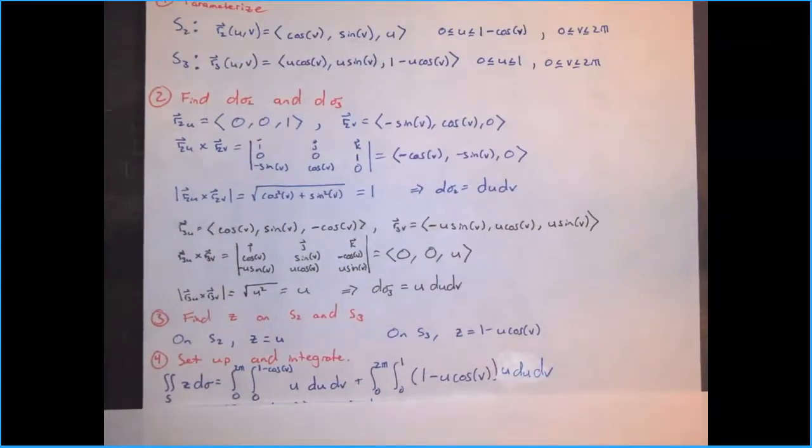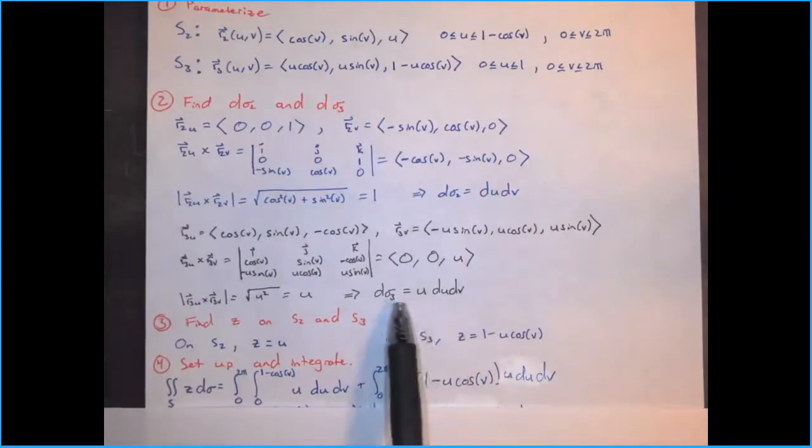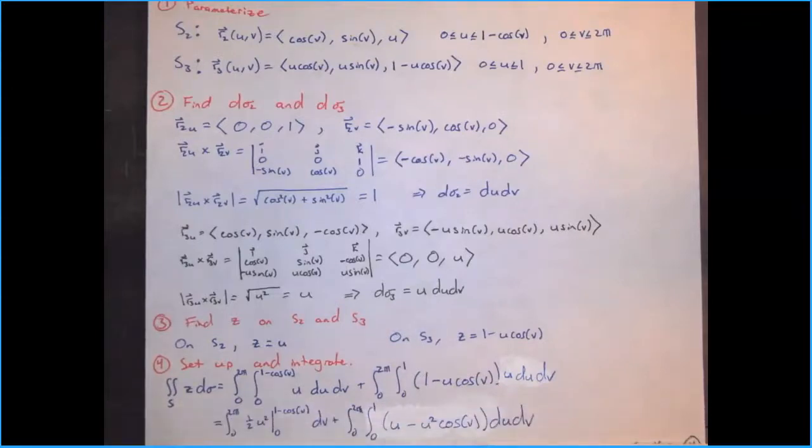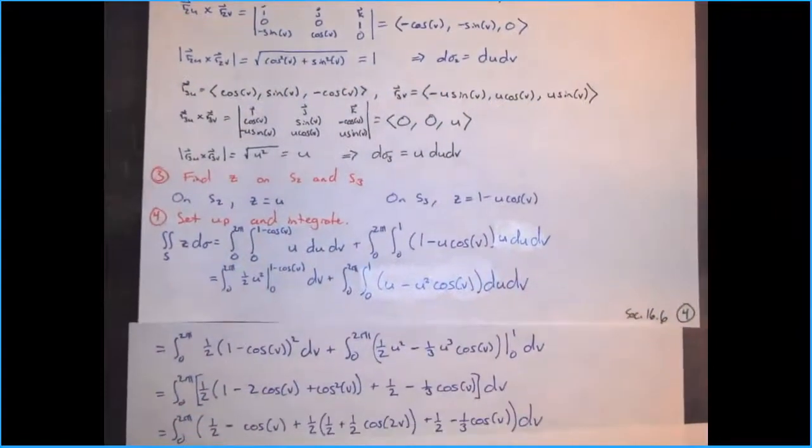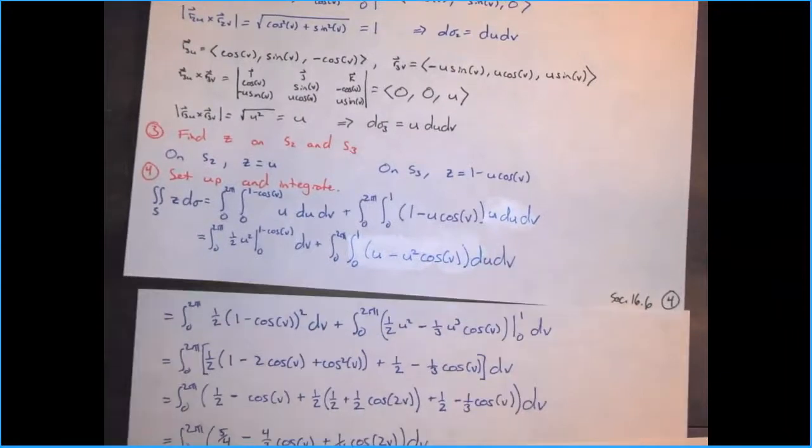The integral of z over that surface of the solid. The first surface, z is just 0, so it disappeared. On the second surface, I'm integrating u, where u goes from 0 to 1, and v goes from 0 to 2 pi. And on the third surface, I'm integrating 1 minus u cosine v times u, because that was my d sigma. And v goes from 0 to 2 pi, u goes from 0 to 1. So then here, I'm just distributing the u. I start integrating, and I'll allow you to go through these details and verify the work that I did.